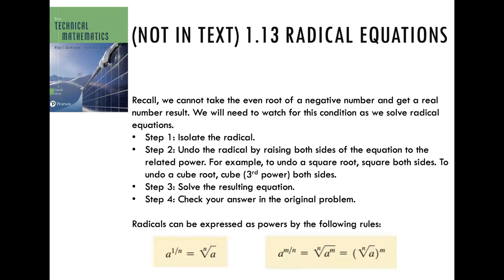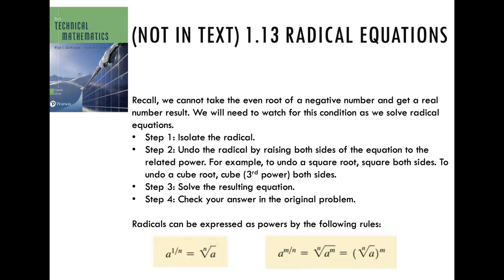and then we want to undo the radical by raising both sides of the equation to that particular power. For example, if I want to undo a square root, I need to square both sides. If I want to undo a cube root, I'm going to need to raise both sides to the third power. Then we solve what's left, the resulting equation, and check our answer in the original problem.